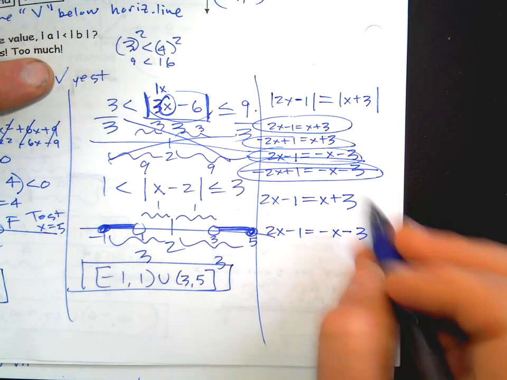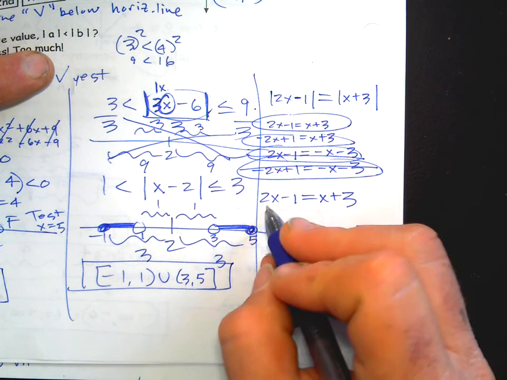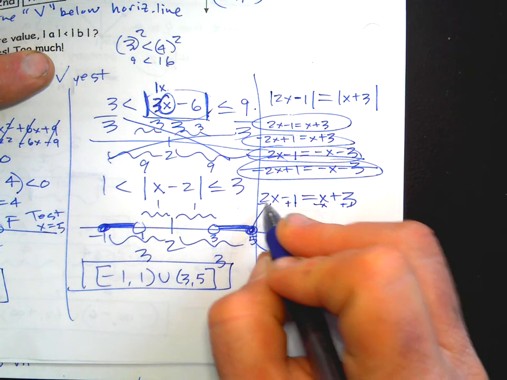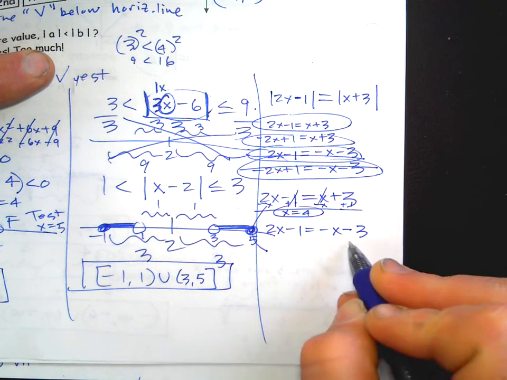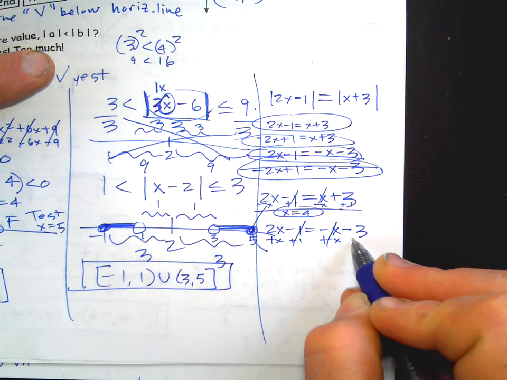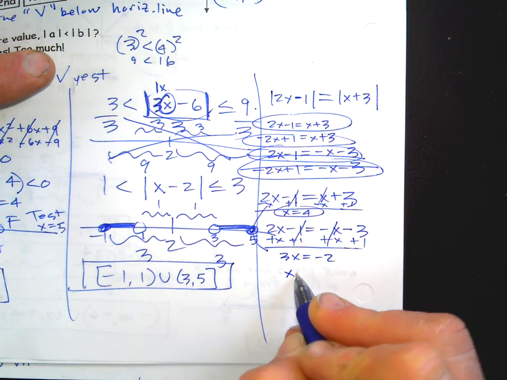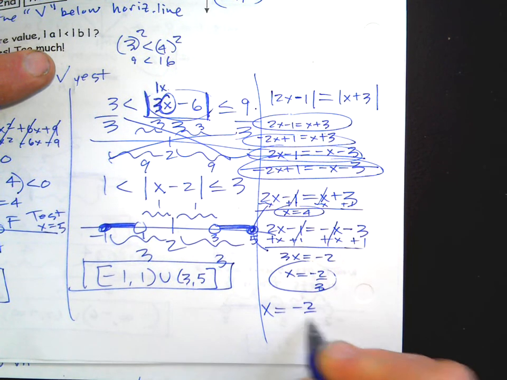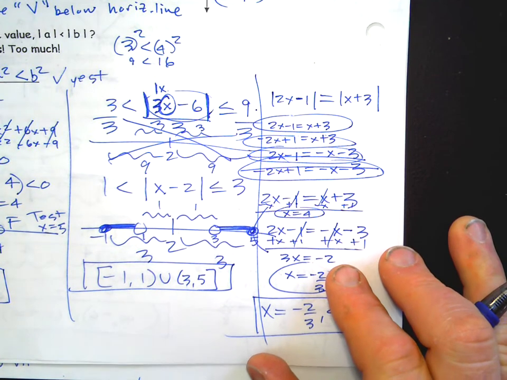Now, there's no inequalities. There's no interval notation. These are just going to be separate answers. So like here, you would add 1, you subtract x from both sides, you get x equals 4. So that's one of your answers. And here you would add x to both sides, add 1 to both sides, and they should give you different answers. 3x equals -2, so x equals -2/3. So your answers are -2/3 and 4. No parentheses, none of that, no line checks.